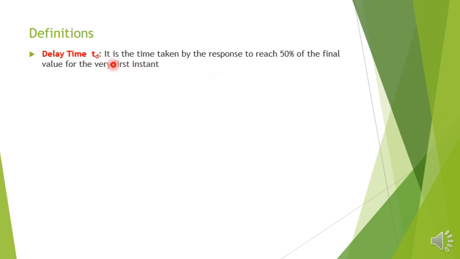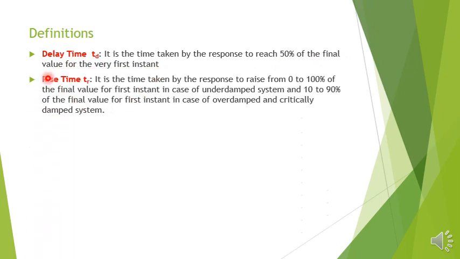As I defined, delay time is the time taken by the response to reach 50% of the final value for the very first instant. Rise time is the time taken by the response to rise from 0 to 100% of the final value for the first instance in case of an under-damped system, and 10 to 90% of the final value for the first instance in case of overdamped and critically damped systems.